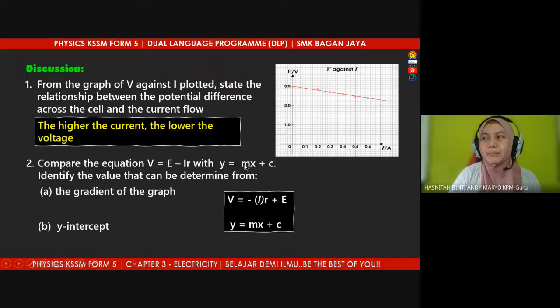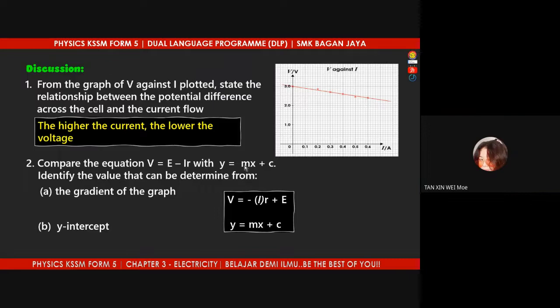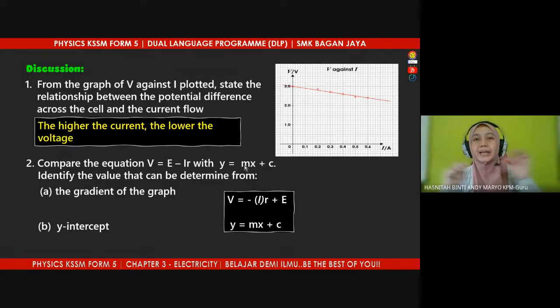Y equal to mx plus c. What equation is this? This is the equation for a linear graph, a straight line graph: y equal to mx plus c. So how can we relate these two equations?